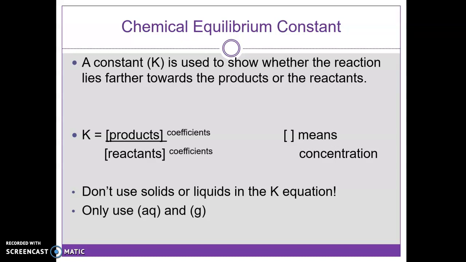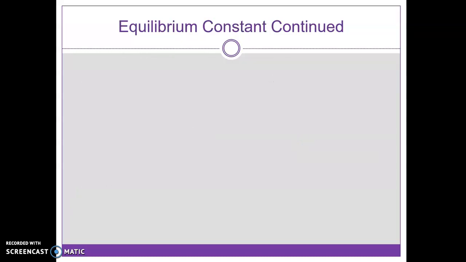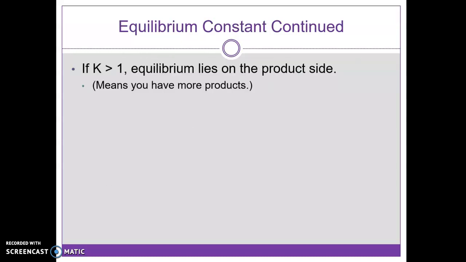So the only two things you can put in there are things that are aqueous or things that are gases. So let's do an example so you can see what it looks like. First though, once you get K, you can figure out what you have more of based on the fraction. So remember, the fraction was products on top, reactants on the bottom. So if that fraction is bigger than 1, then it means the top of the fraction is bigger, which means you have more products.